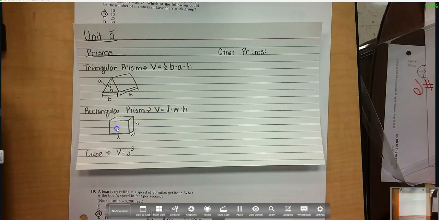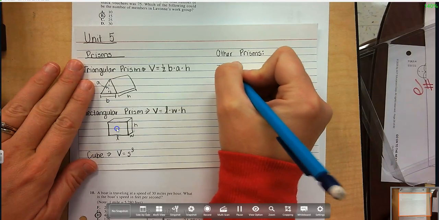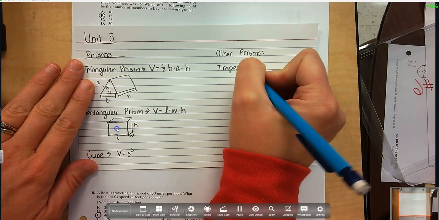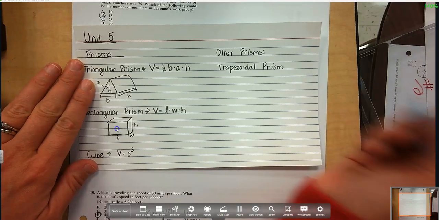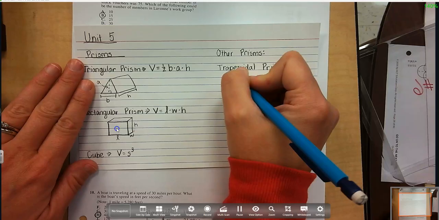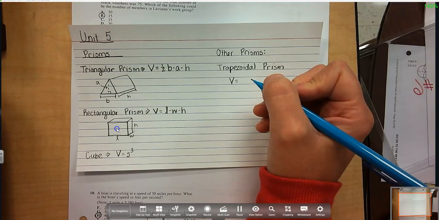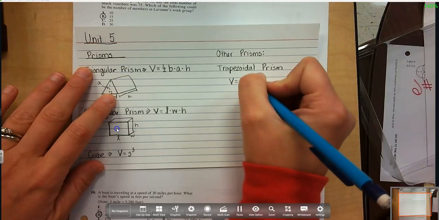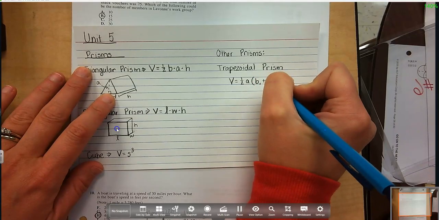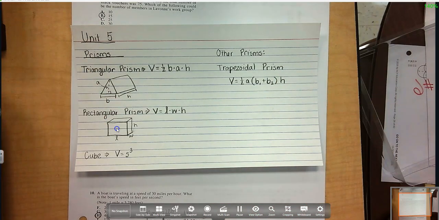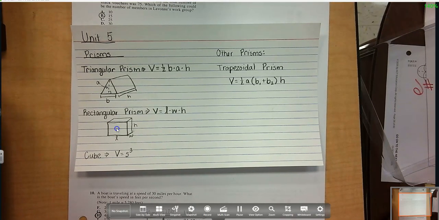All right. We might have a trapezoidal prism. And for a trapezoidal prism, your volume is going to be 1/2 altitude, B1 plus B2, times the height. Same here. I'm using an A for altitude, kind of like with my triangle, because I don't want to confuse it with the height of the prism.